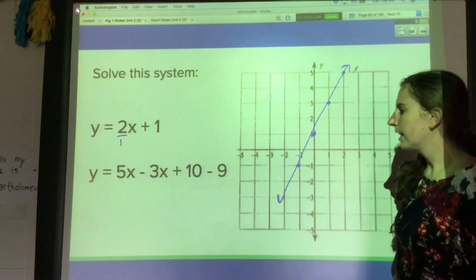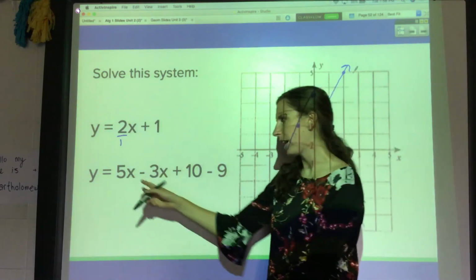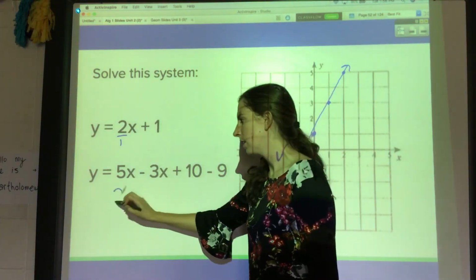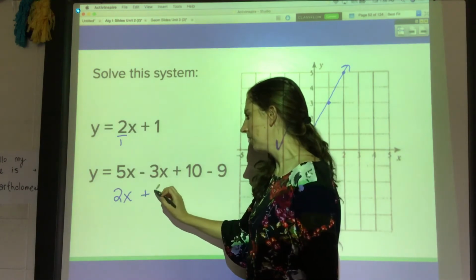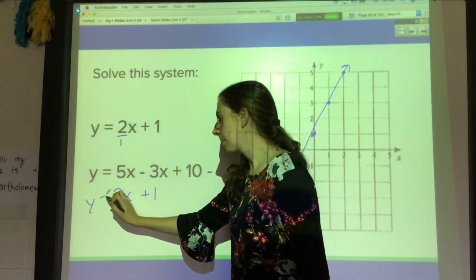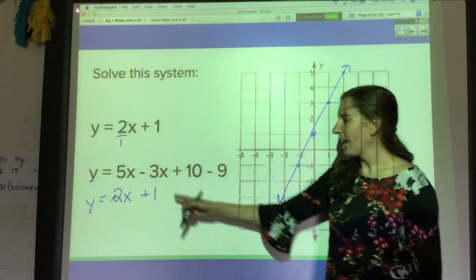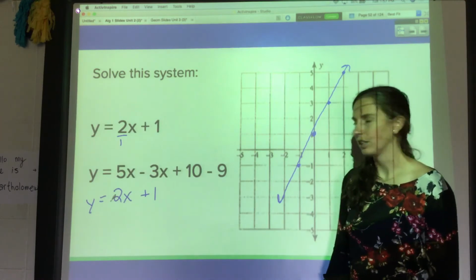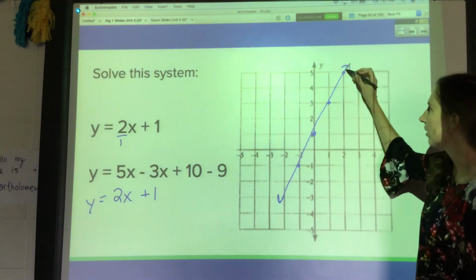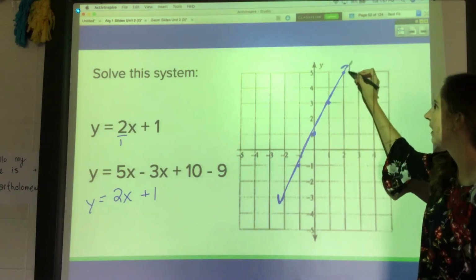Okay, and then this one we're going to need to simplify a bit. So when I simplify it, 5x minus 3x is 2x. 10 minus 9 is actually just 1. So notice, I actually got the same equation that I had originally. This line is literally the same line. It's right on top of it.